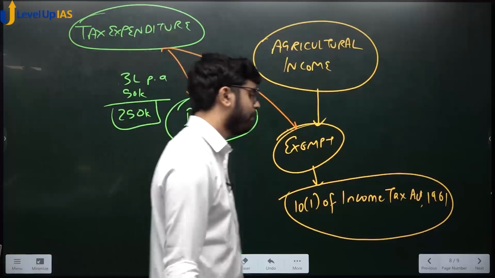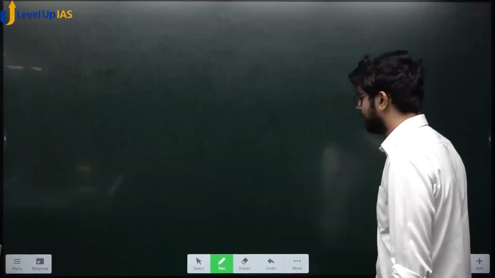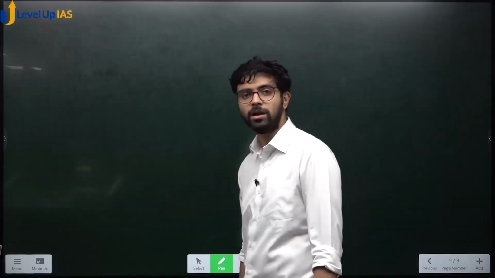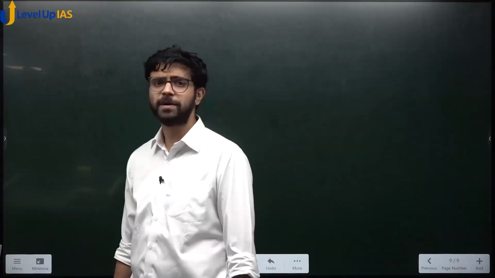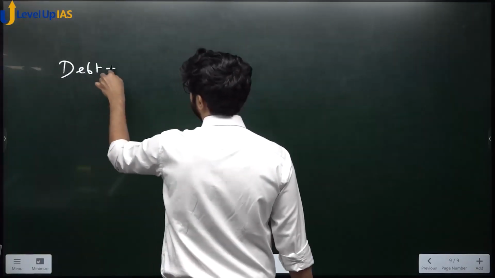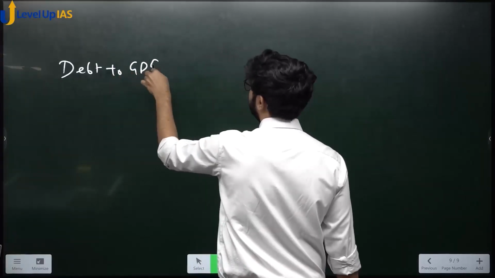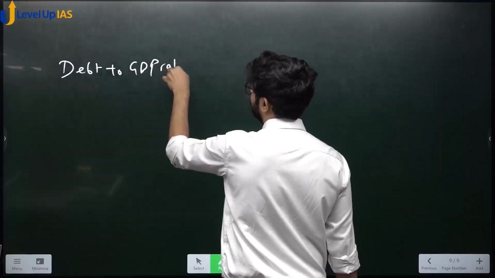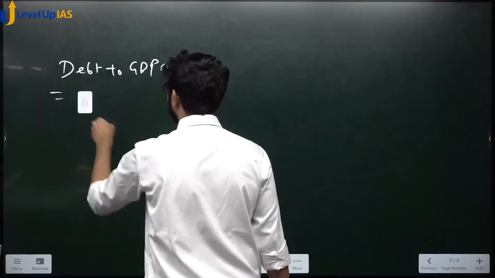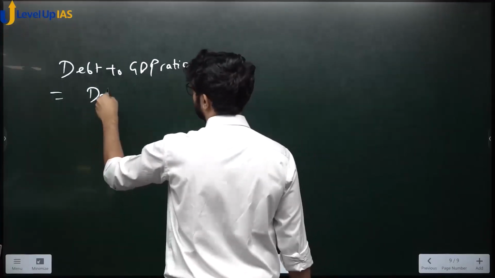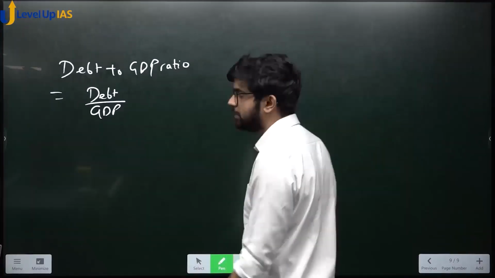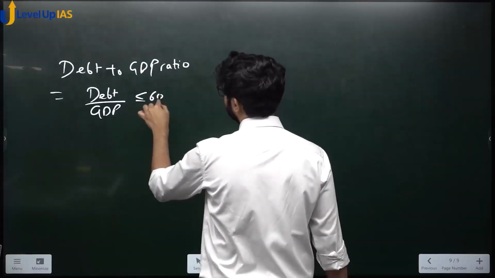Now I am going to teach you something which is very important. Very important. Do you remember NK Singh committee recommendations? They said that total general government debt should be less than 60% of GDP, which means, can I say that debt to GDP ratio, which is what? Debt upon GDP should be less than equal to 60%. Yes or no? We have done this.